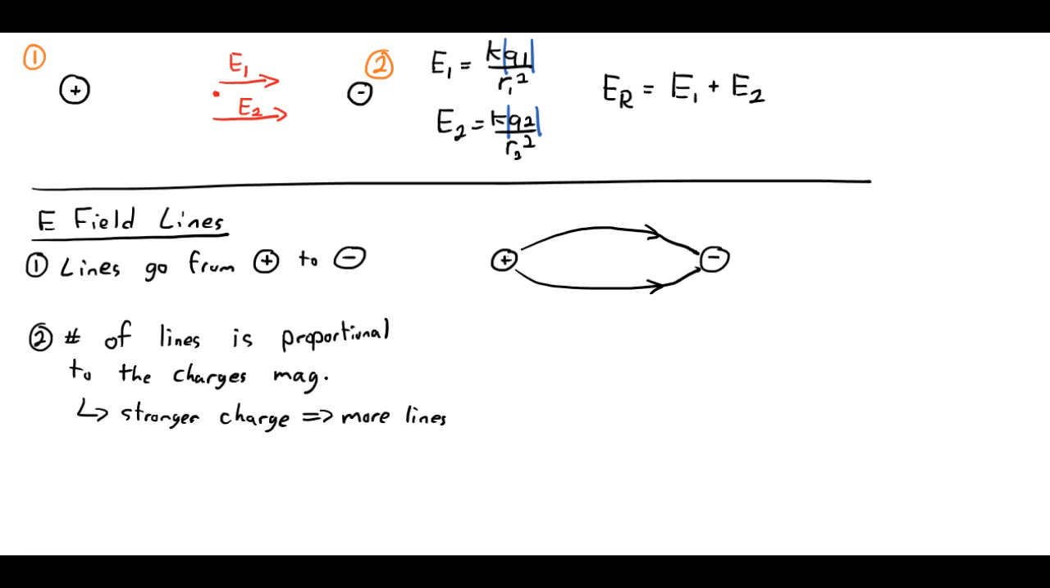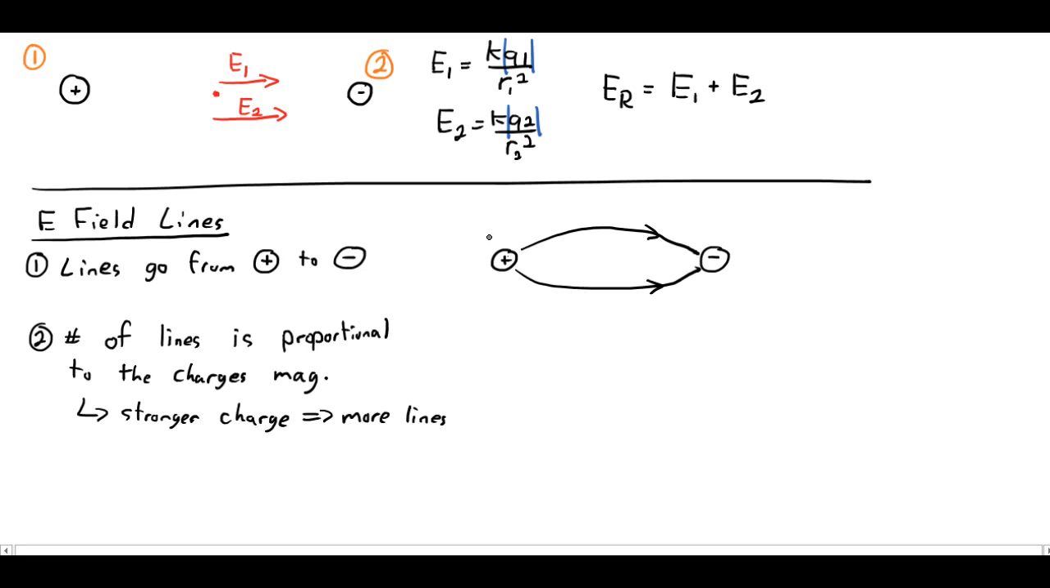Our second rule is that the number of lines a charge has is proportional to the magnitude of the charge. So in other words, if our charge is very, very strong, either positive or negative, it's going to have more lines coming out of it than if it were a weaker charge.